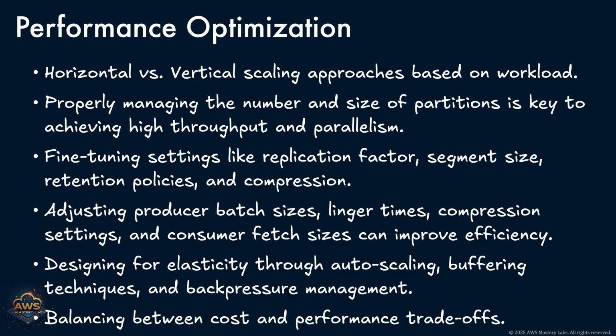On the client side, producer and consumer tuning is equally important. Adjusting parameters like batch size, linger time, compression settings for producers, and fetch sizes for consumers can optimize data flow through the system. MSK clusters must also be designed to handle traffic spikes effectively. Techniques like auto-scaling, buffering, and implementing back-pressure controls allow the system to absorb sudden increases in data volume without experiencing downtime or data loss. Finally, it's essential to weigh the cost versus performance trade-offs carefully. Over-provisioning infrastructure guarantees performance but can be expensive. A well-architected solution balances broker sizing, partition strategy, and replication configurations to optimize performance while keeping operational costs under control.